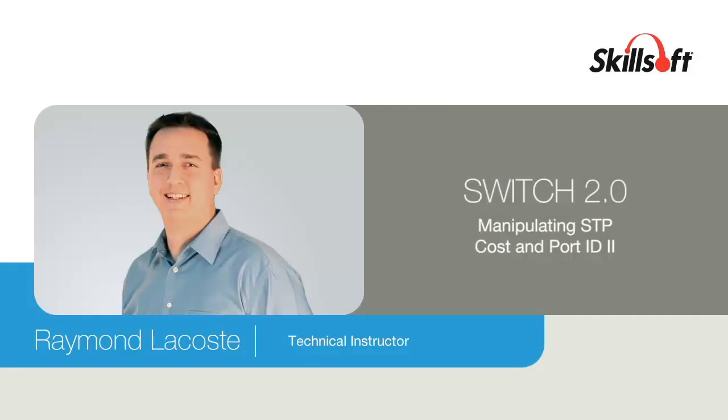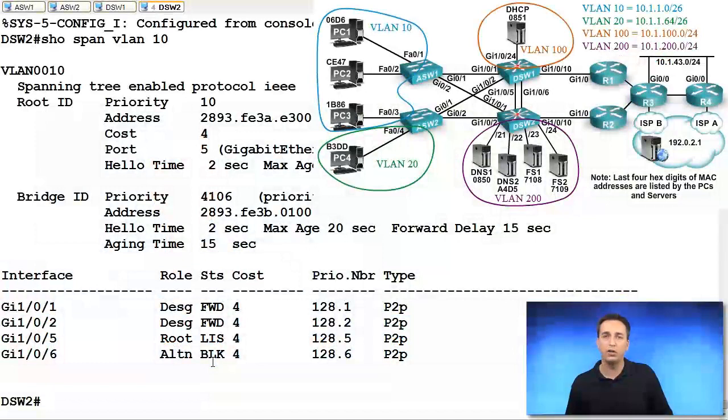Now, what if I said to you, you are not allowed to modify the cost on DSW2, but you must accomplish the goal of having 106 as the root port? Well, in that case, you have to go to the upstream neighbor. Because remember, it's the port ID here that is deciding what is happening right here, right now. Because cost is tied, bridge ID is tied, the port ID is the deciding factor. So in this case, you could modify the port ID within those BPDUs that are being sent to DSW2.